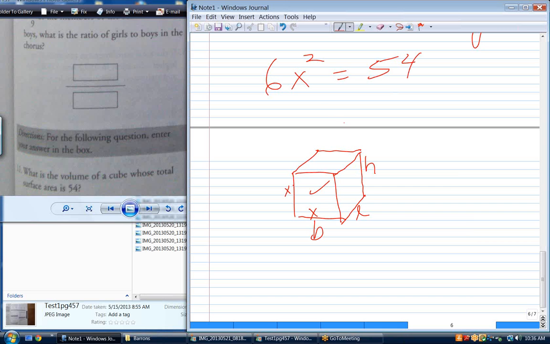What is x equal to? Let's solve that. It's going to equal 3. So now that we know what the side length is, what's the volume? 27. Correct.